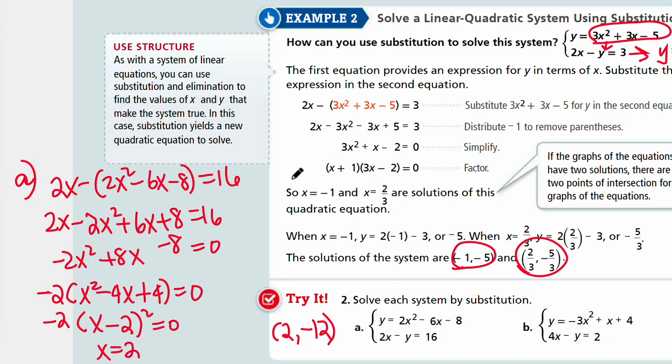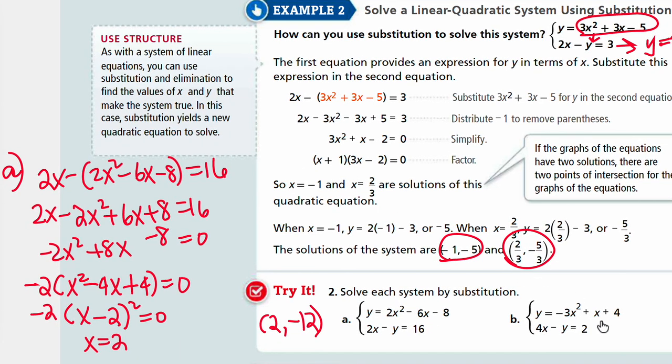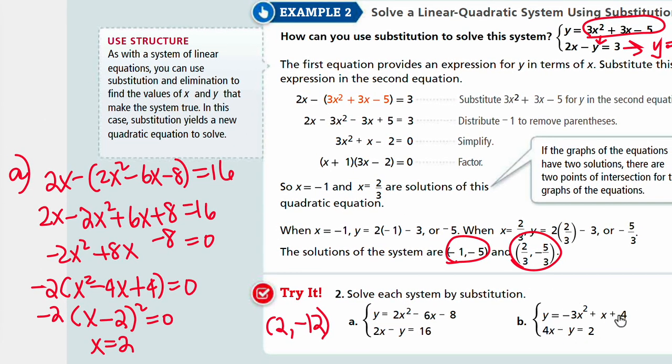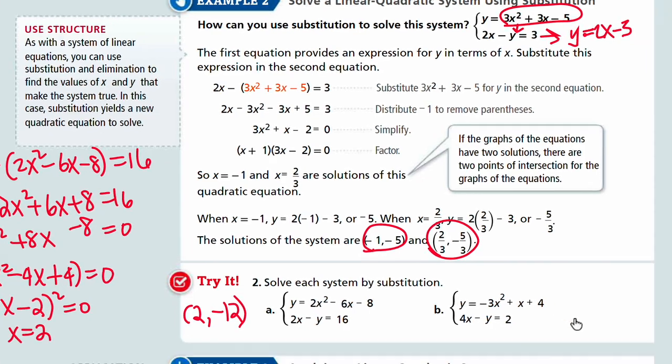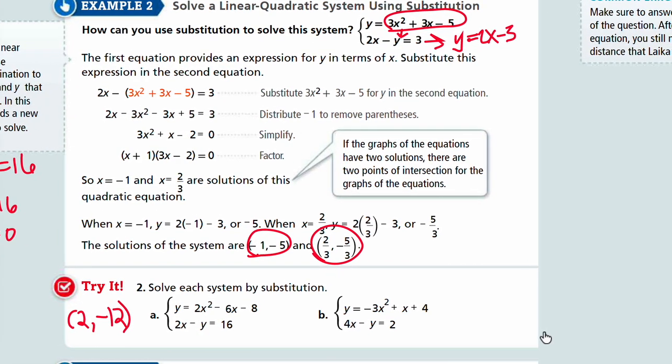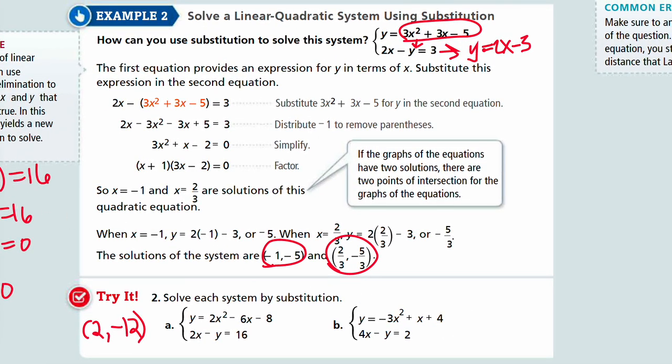Let's look at part B. You do the same thing. You can substitute the first equation, the quadratic, into your second equation and solve by factoring your quadratics and solve for x. And in the same way, you will get your x values. In this case, you will get two different things. So your two real solutions should be negative 2, negative 10, and 1 comma negative 2.